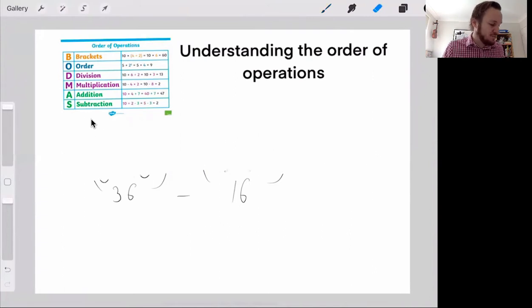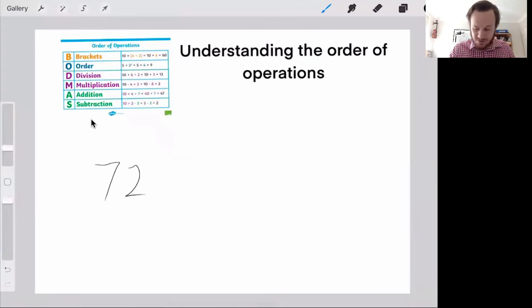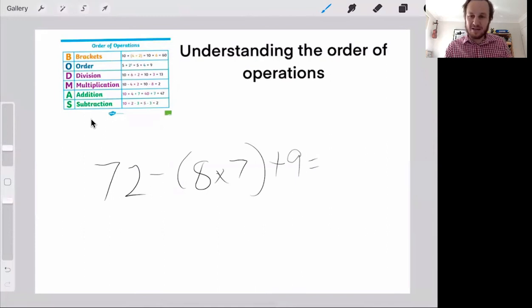Let's try one more. Let's go a bit harder. 72, take away (8 times 7), plus 9. Now, I know it might look hard on the surface, but it's really not that difficult, because you know now, with the order of operations, the brackets go first. So 8 times 7 is 56. Now it's 72, take away 56.